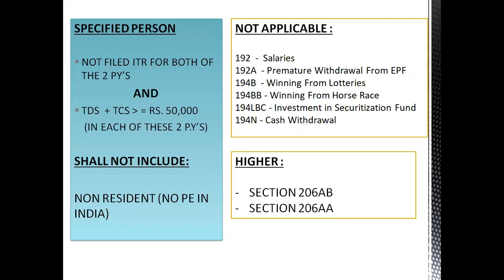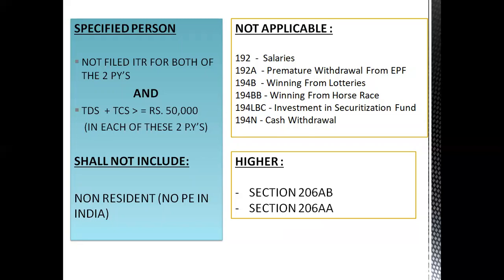One more condition in addition to this which needs to be satisfied is that the aggregate of TDS and TCS in his case is rupees 50,000 or more in each of these two previous years. Here, the two very important points are that the ITR has not been filed for both of the two previous years, plus the aggregate TDS and TCS is more than or equal to rupees 50,000 in each of these two previous years.